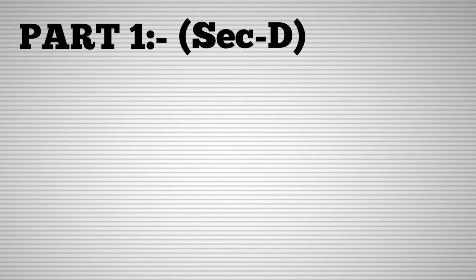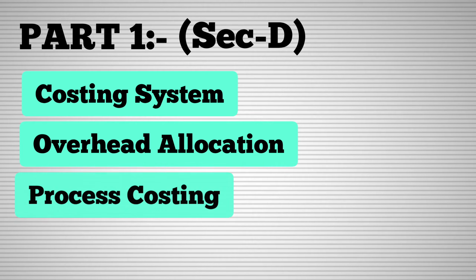Section D is all about costing, which covers concepts like costing systems, overhead allocation, and process costing. It is a combination of theory and practical, so one needs conceptual clarity in order to excel in this section. It is a very important section which includes 15% of your entire syllabus.